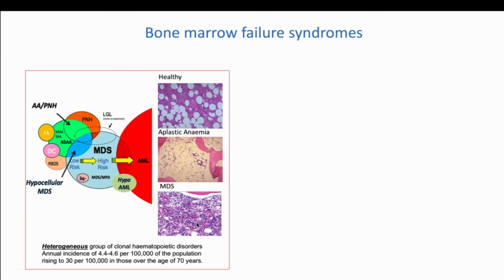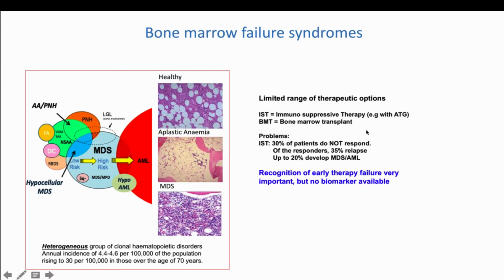Aplastic anemia is a relatively rare disease, but sometimes difficult to treat. Although the majority of them respond to a combination of immunosuppressive therapies, about 30% of these patients don't respond to therapy. And they may actually, in the longer term, progress to MDS and AML. So it is important to identify this group of patients and identify other types of therapy like bone marrow transplant.